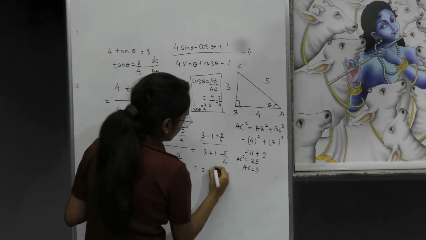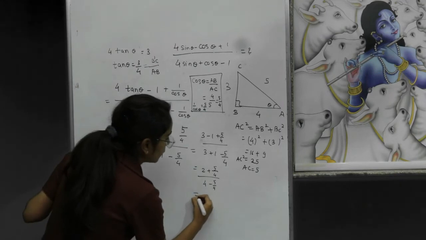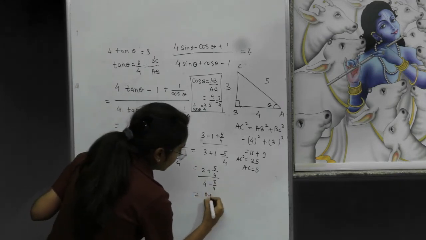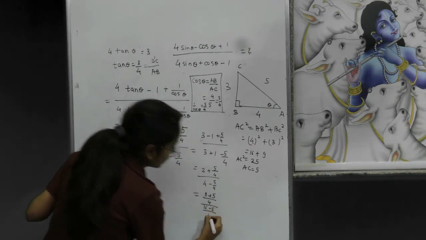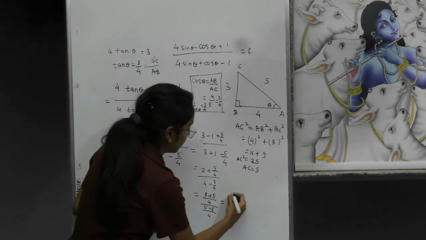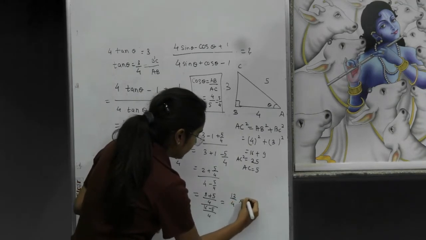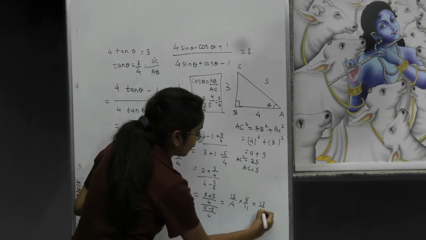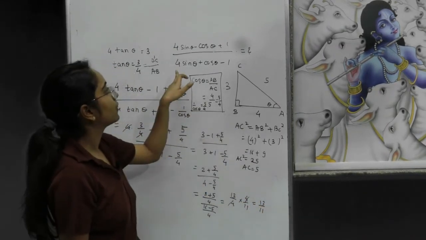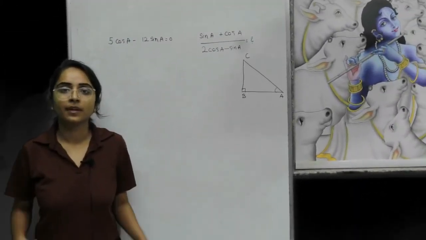which is 2 plus 5 upon 4 and 4 minus 5 upon 4. So here we will get 8 plus 5 upon 4 and 16 minus 5 upon 4. So we will get the required result as 13 upon 4 into 4 upon 11. So thus we will get the required result as 13 upon 11, and this is the required result which we will get.